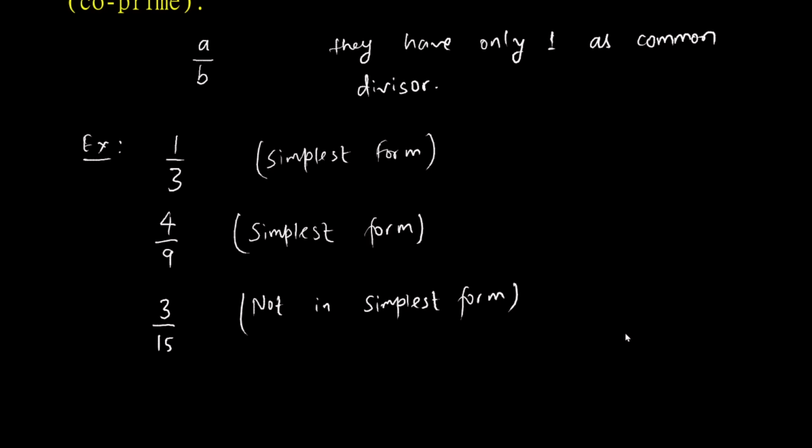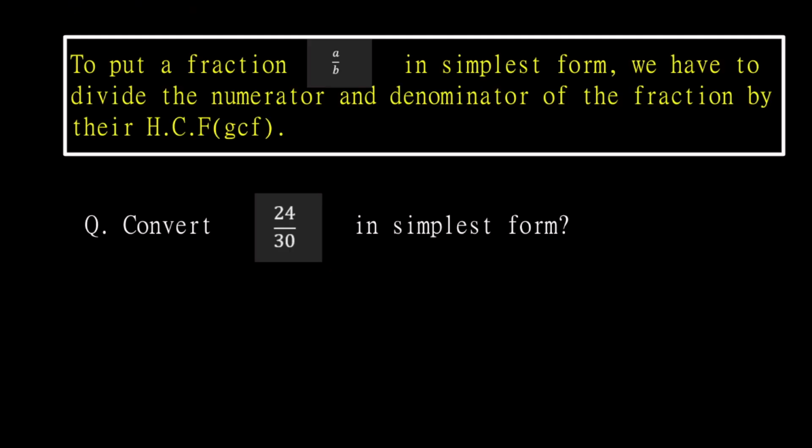So let's see, if we have a fraction, how can we convert it into its simplest form? To convert any fraction into its simplest form, we take the HCF of numerator and denominator and divide numerator and denominator by the HCF. Okay, so we have a question: convert 24 over 30 into simplest form.